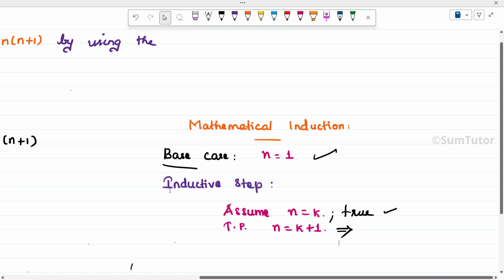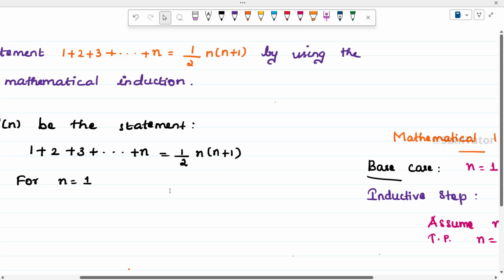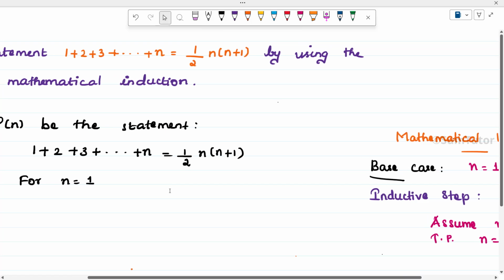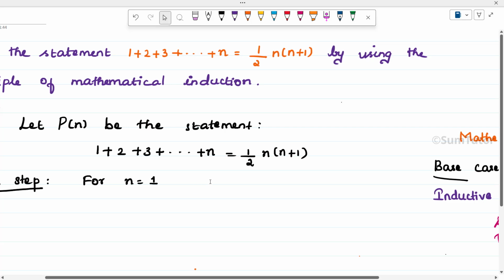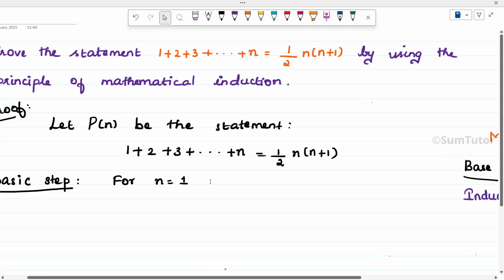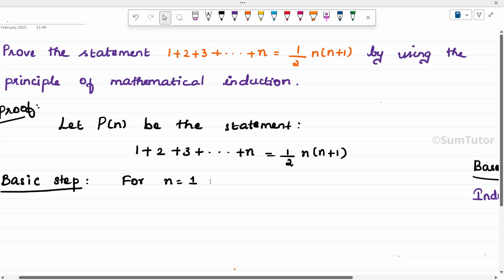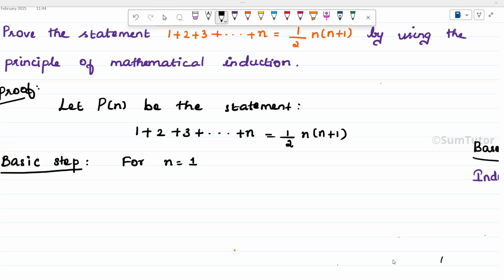So here the statement given is 1 + 2 + 3 + ... + n = 1/2 × n(n+1). First we take the given statement as P(n). So let P(n) be the given statement: 1 + 2 + 3 + ... + n = 1/2 × n(n+1).